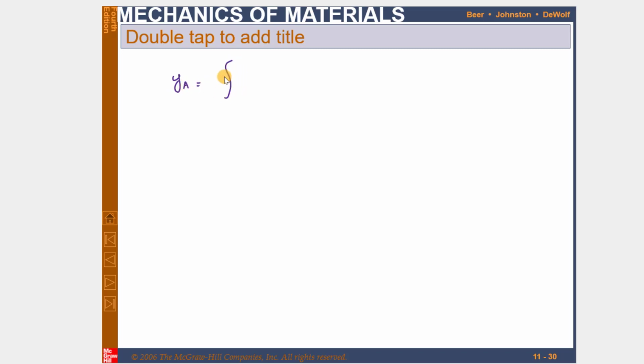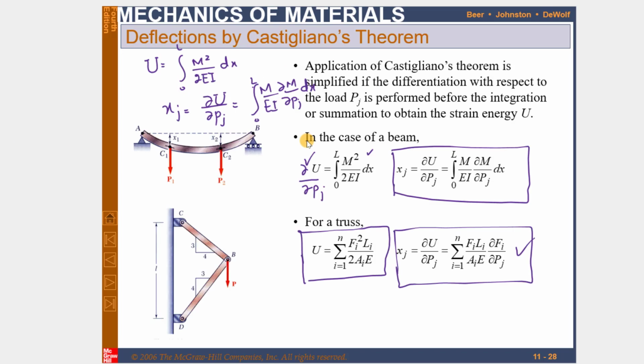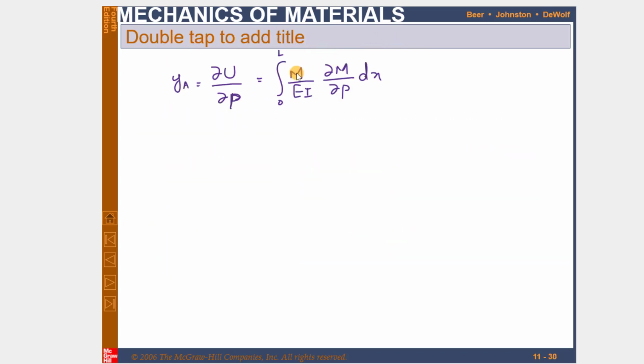integral of partial u over partial P due to this load P. Clear? Now this is equal to the integral from 0 to L of M over EI into partial M over partial P into dx. This is the same equation that is over here. Clear? Okay, so we need the moment.